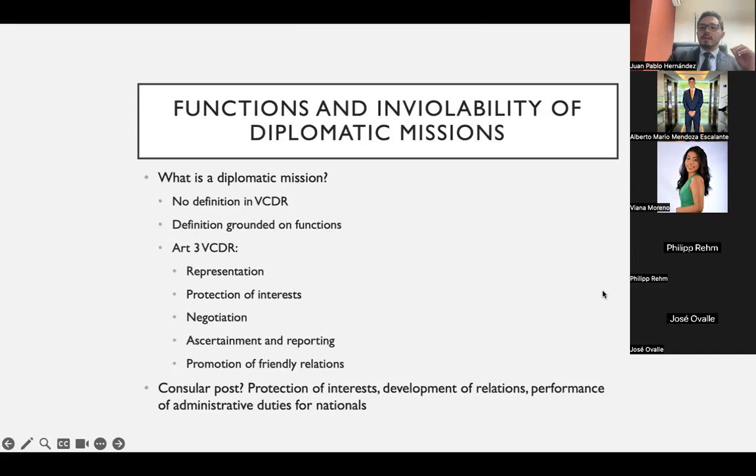Now, some aspects that flow out of this recognition of immunities is that one needs to understand what is the subject of the immunity, who is entitled to this immunity, and this is what we will be analyzing for most of the presentation today. The first question is, what is a diplomatic mission?